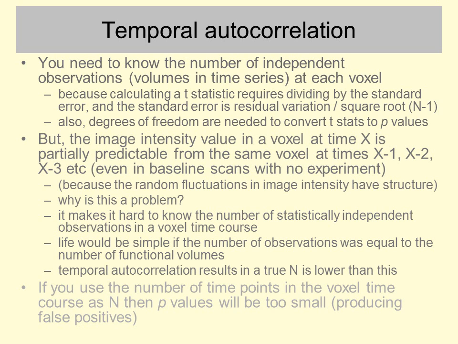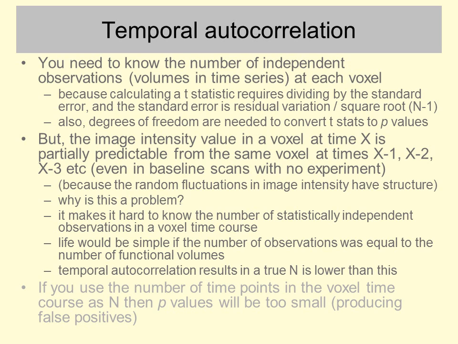However, image intensity in a voxel at time x is partially predictable from the same voxel's image intensity at times x minus 1, x minus 2, x minus 3, etc. And that's even true in baseline scans where there's no experimental manipulation. And this is because the random low frequency fluctuations in image intensity have structure, periodic structure.